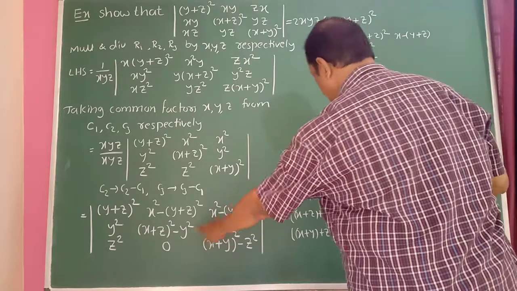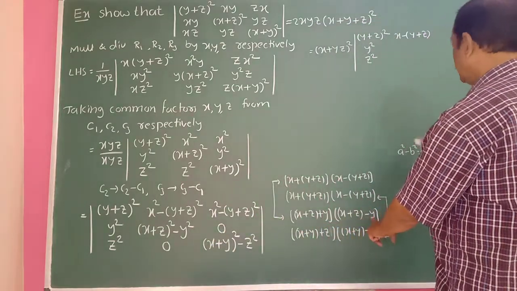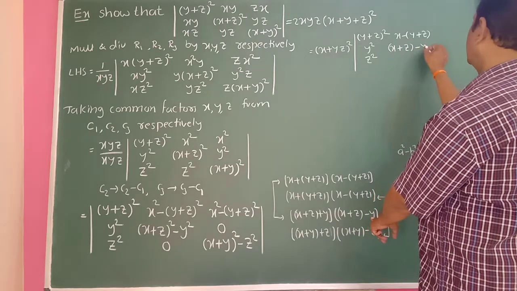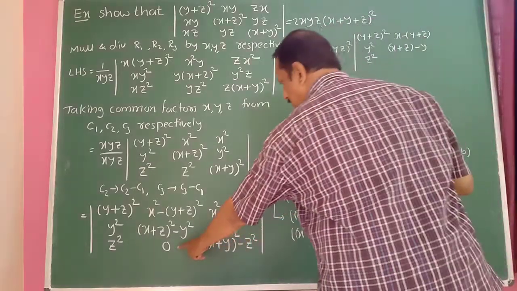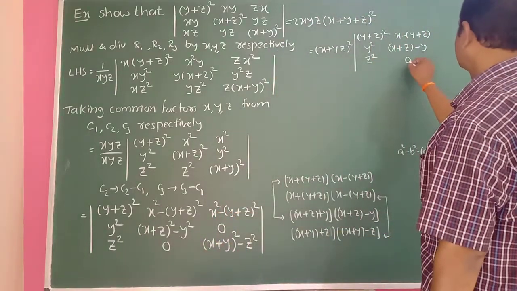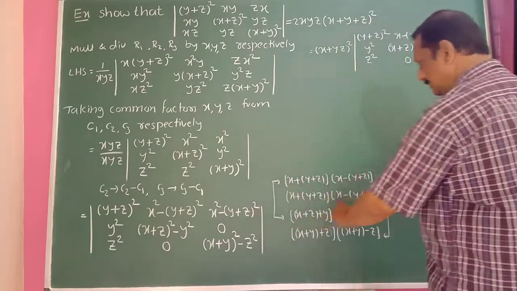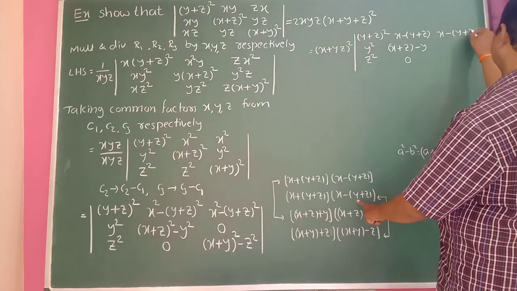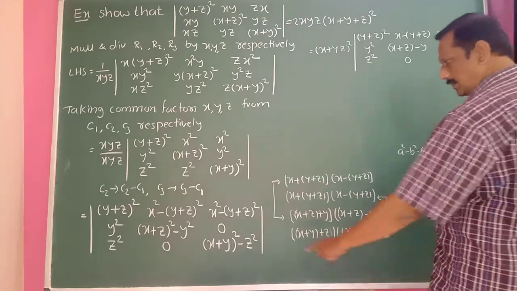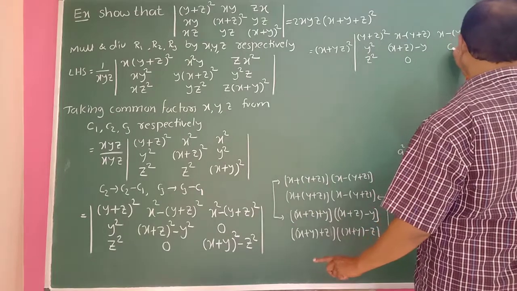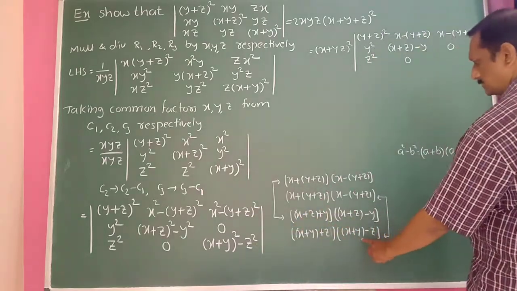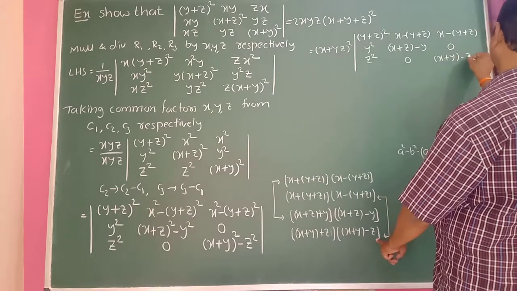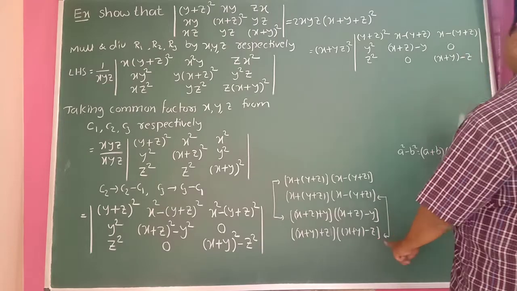Then here, from this one, means here x plus z minus y, x plus z minus y is the remaining term. And here a 0 is there, so write 0 as it is. Similarly, from this, x minus (y plus z) and 0 is there, so write 0 as it is. And here this becomes x plus y minus z, x plus y minus z, x plus y minus z.